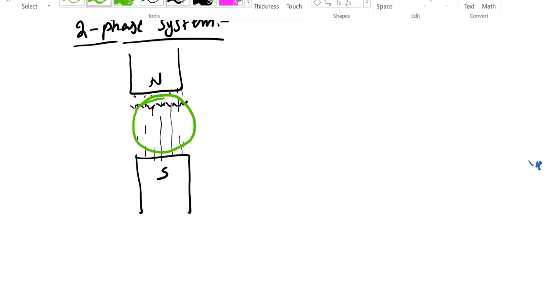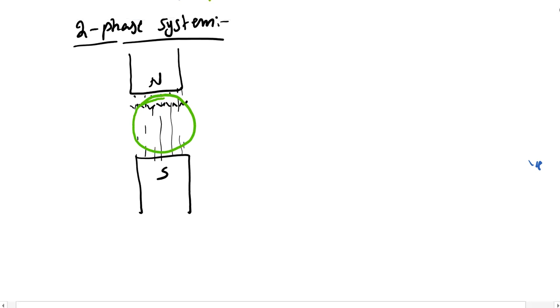On the rotor we are placing two winding coils. I am going to place two winding coils, A-A dash and B-B dash. So this is A and this is A dash. This is one coil. And this is B and this is B dash. This is another coil.